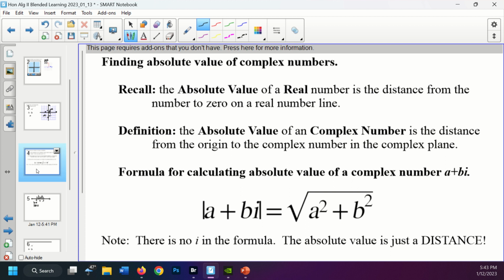So the formula for calculating the absolute value of a complex number a plus bi: the absolute value of a plus bi is just the square root of a squared plus b squared.